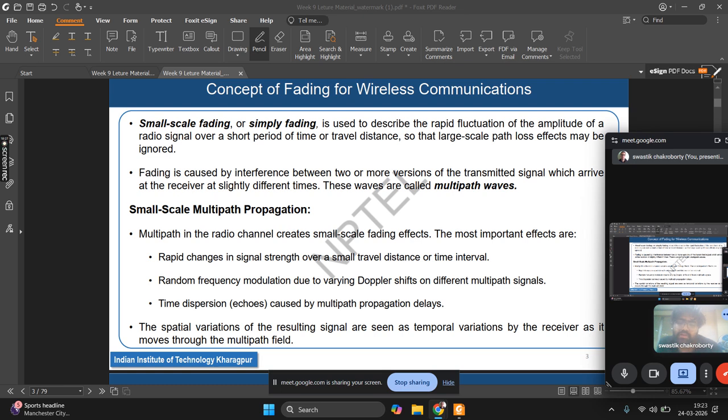Now with that, what will this Doppler do? This Doppler will change the carrier frequency. Just like multipath was changing the amplitude, the Doppler will not change the amplitude, it will change the frequency.